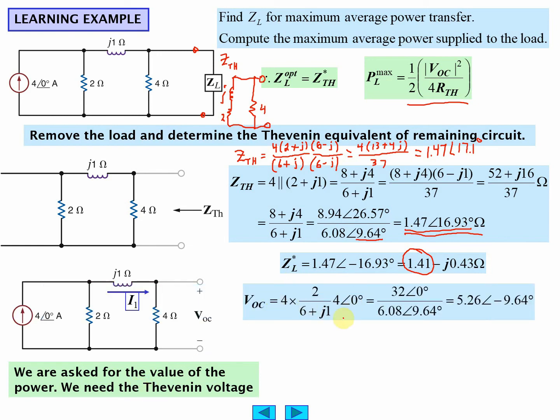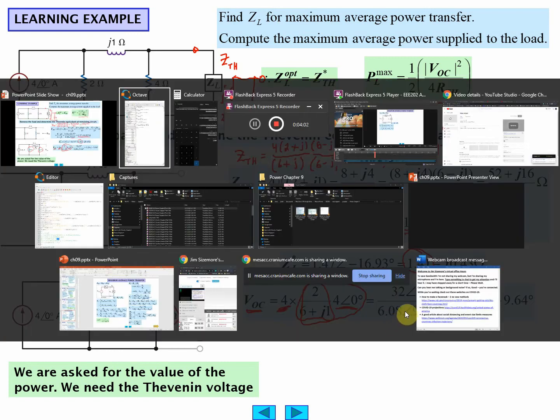So here we have the total current. This is the divider part, 2 divided by 2 plus 4 plus j. And then here's the 4 part, the 4 ohms, to get the voltage. So this is the current here, this is I1 here, and then this is the 4 ohms to get VOC. And you plug and chug. Let's see, I did this in Octave. Let's take a look at Octave.